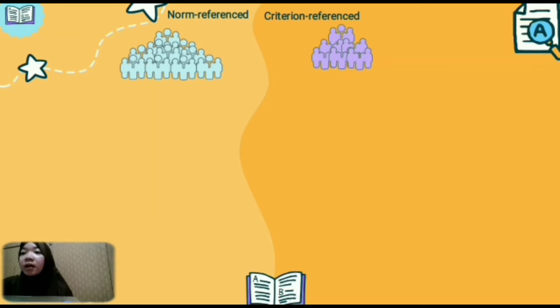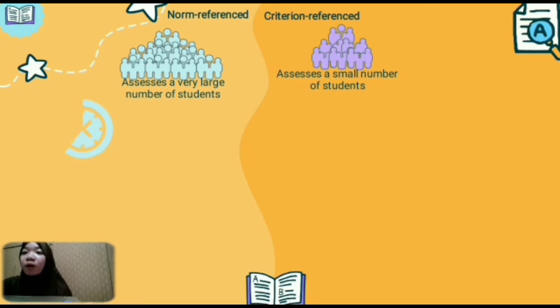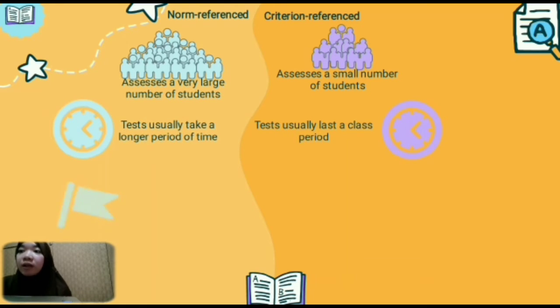So, the first, norm reference tests usually assess a large number of students. And criterion reference tests usually assess a smaller number of students. Okay, next, norm reference tests take a longer time to develop. These tests also take a longer period of time for the students to complete.